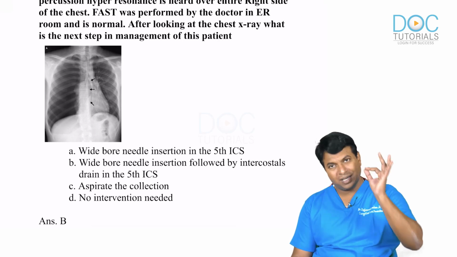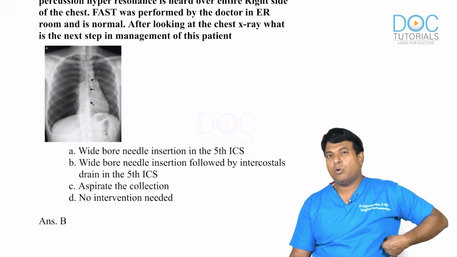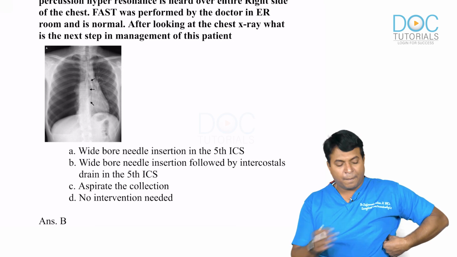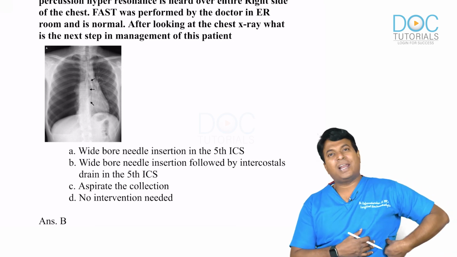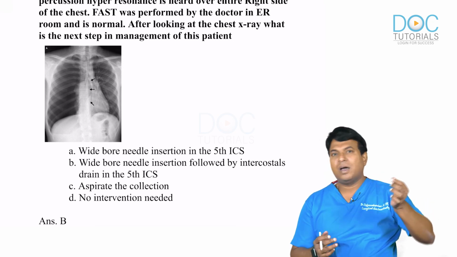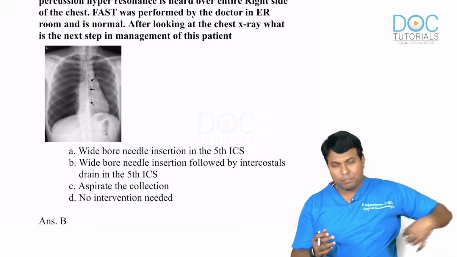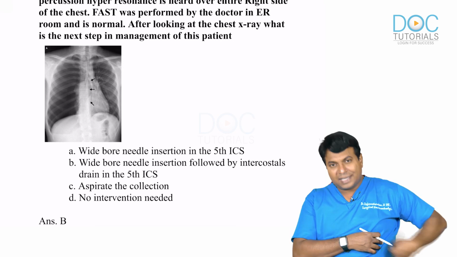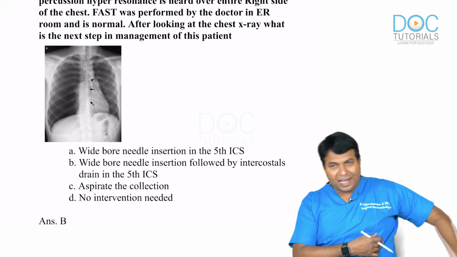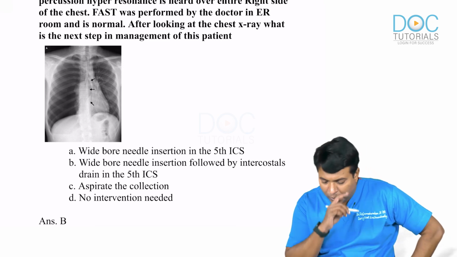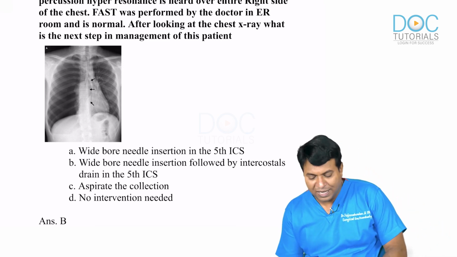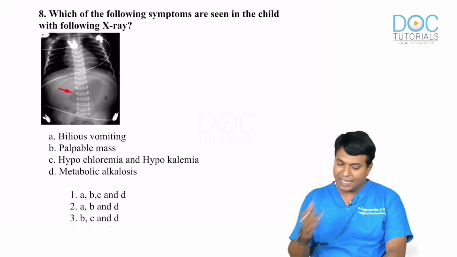In all such pneumothorax, first we will put a wide bore needle in the 5th intercostal space. But within half an hour we will arrange an ICD tube and immediately put it. We will not keep the patient with only the needle. We will immediately put a needle, so the gas comes out, and within a few minutes we will arrange and put an ICD. So the best answer here will be B. Wide bore needle followed by intercostal drain in the 5th intercostal space is the perfect answer.